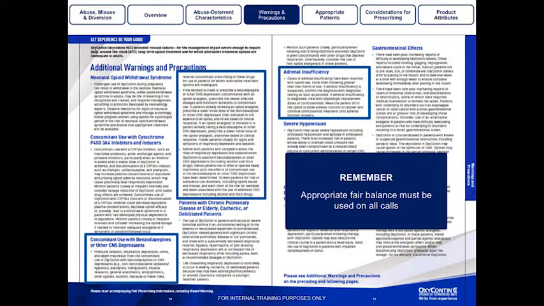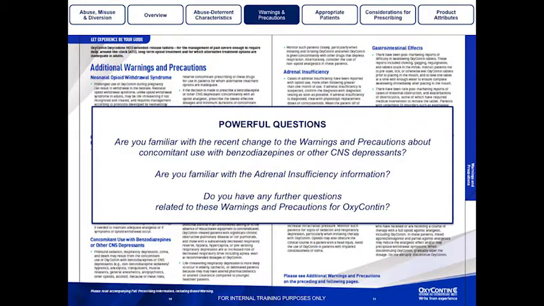Note the newly added warnings and precautions that inform the HCPs about the risks of concomitant use of benzodiazepines or other CNS depressants with opioids and adrenal insufficiency. Some powerful questions you may consider are: are you familiar with the recent change to the warnings and precautions about concomitant use with benzodiazepines or other CNS depressants?